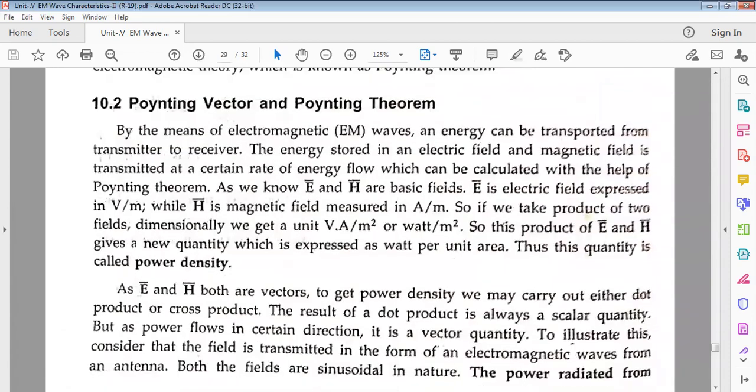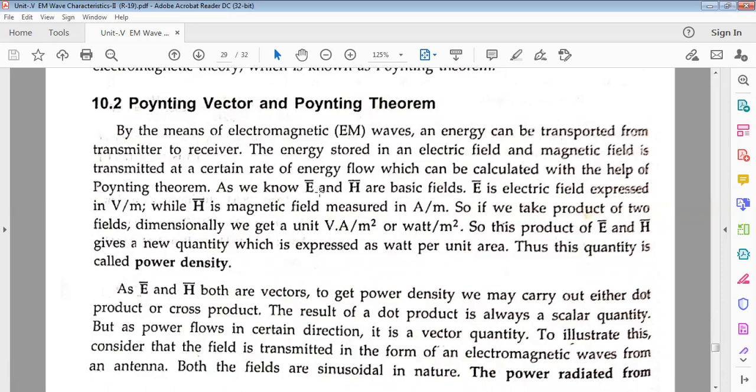Poynting vector and the Poynting theorem. The electromagnetic wave energy can be transported from the transmitter to the receiver. Everything is waves, nothing but transmission. It travels in the atmosphere from the transmitter to the receiver. The energy stored in the electric field and the magnetic field is transmitted at a certain rate of energy flow, which can be calculated with the help of the Poynting theorem.